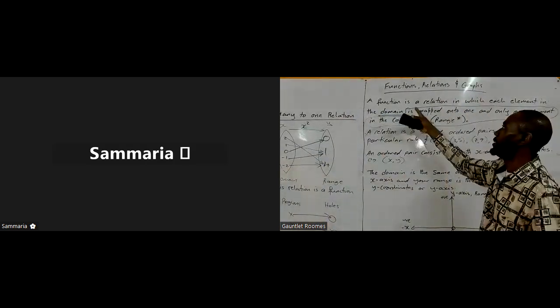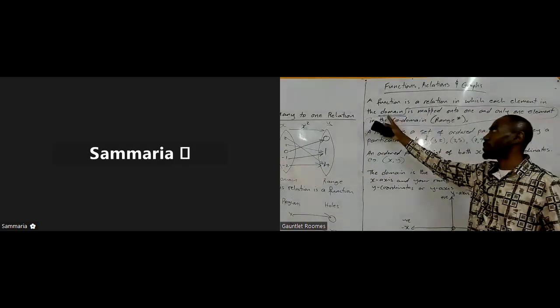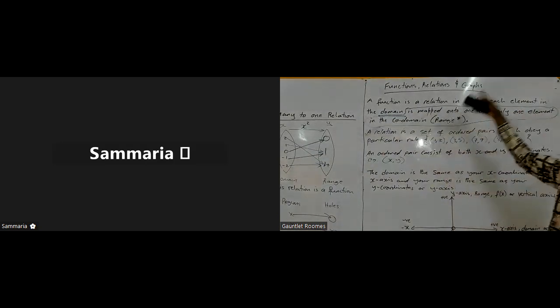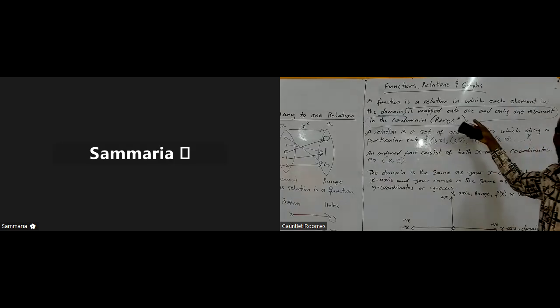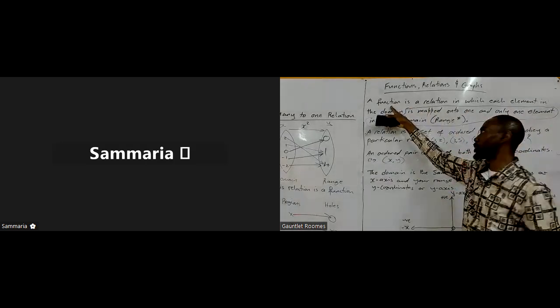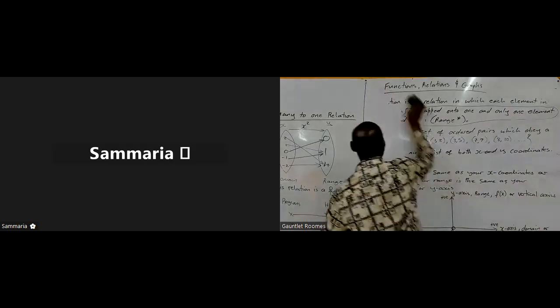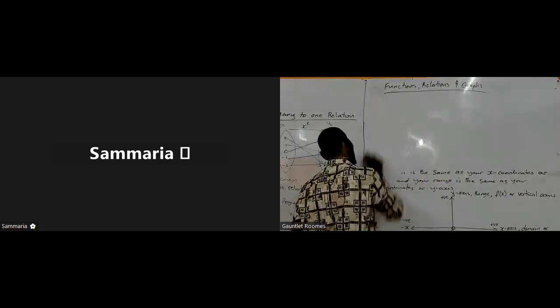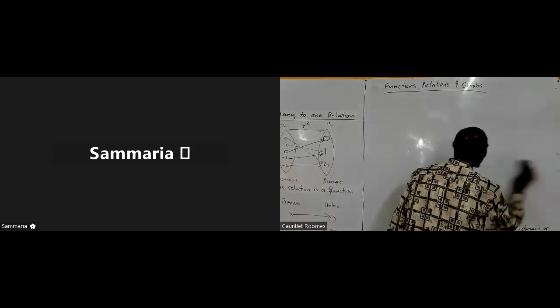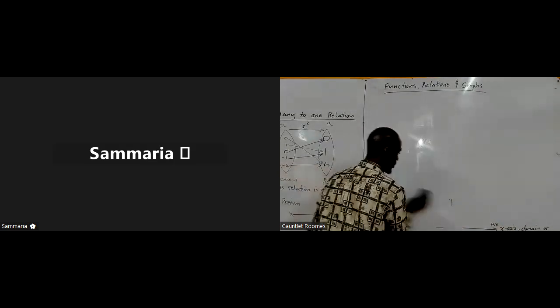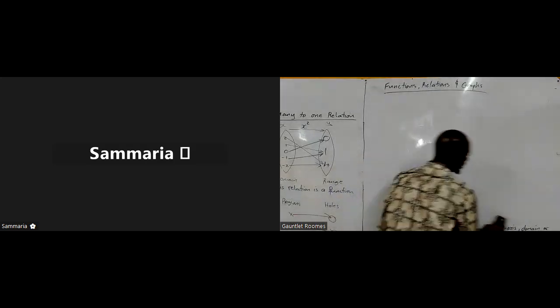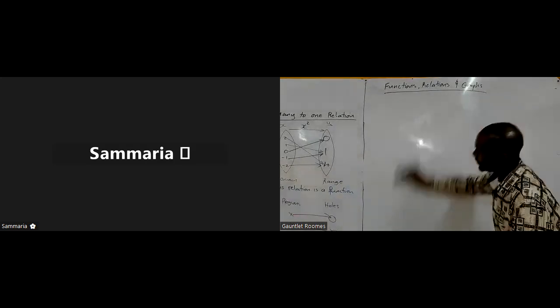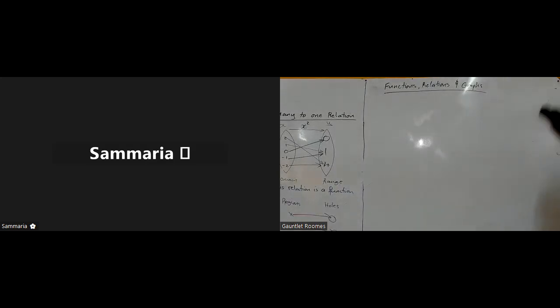So just bear this in mind that each element in the domain is mapped onto one and only one element in the range. And that is what makes the relation a function. Right, so bear that in mind. See, when you understand these principles, you will not find functions as difficult as you found them before.